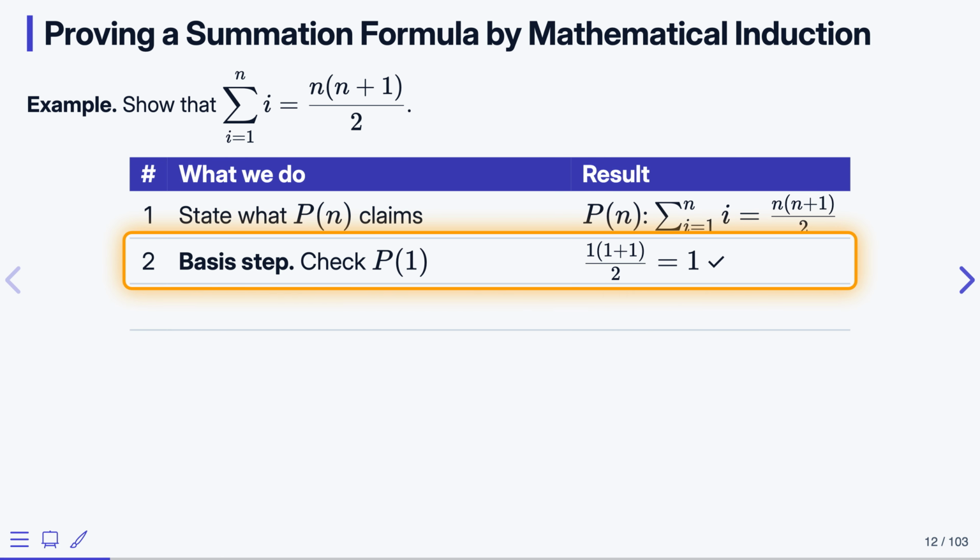Step 2. The basis step. Put n equal to 1. The right side is 1 times 2 over 2, which is 1. The left side is also 1, so P of 1 is true.